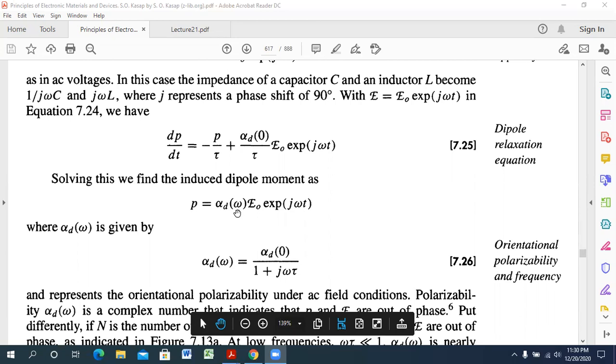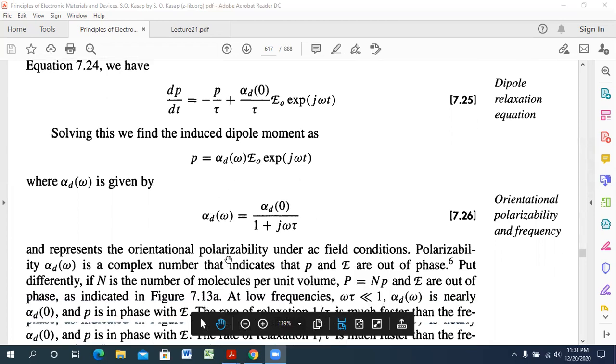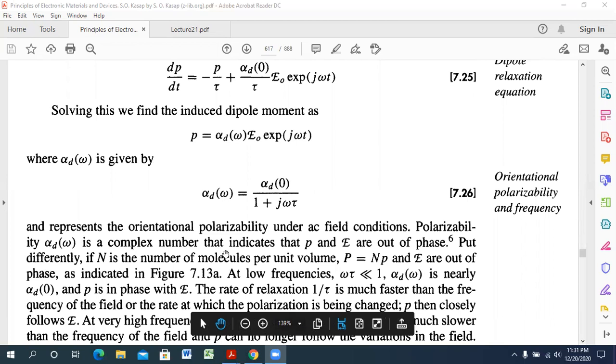I know all of you know how to do these integrations. This E naught term is a constant. If we integrate e to the power mx, we get e to the power mx divided by m, right? So if we put in the values, this will be the constant part. Okay, so this is the orientational polarization under AC conditions. This equation is very important.